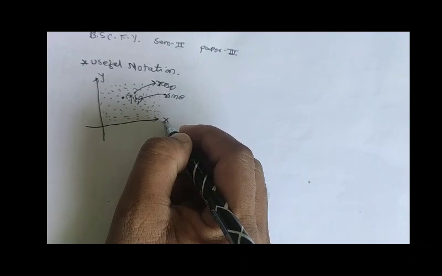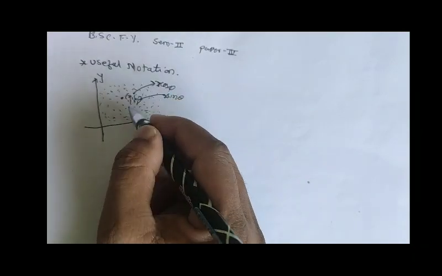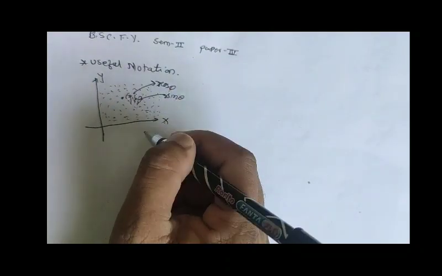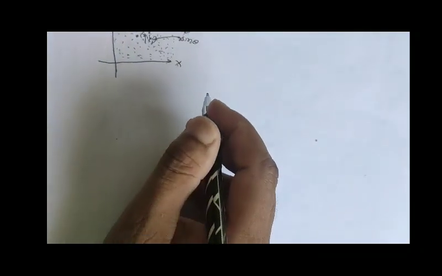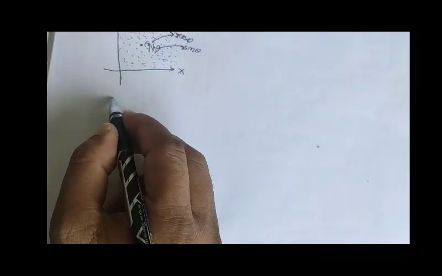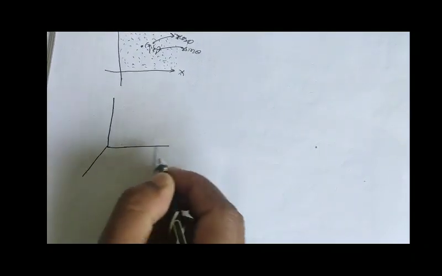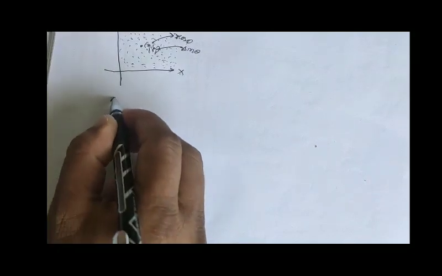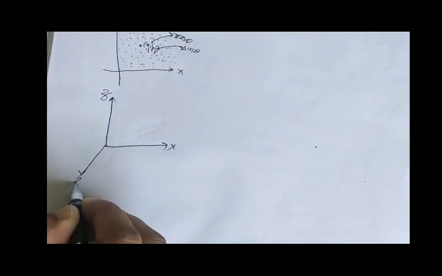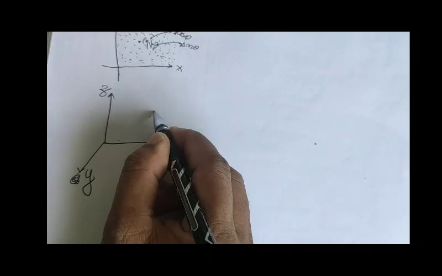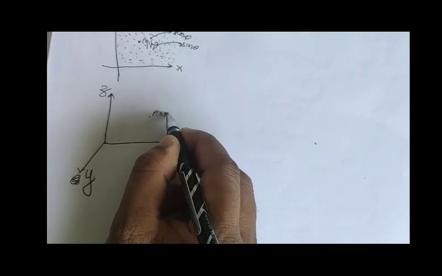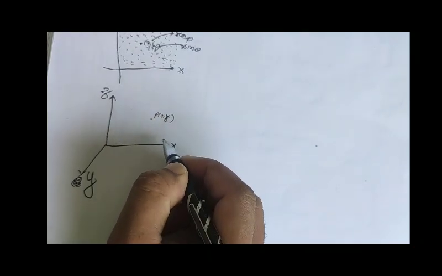So now in three-dimensional geometry, a similar case is there, just an analogous concept. Suppose this is any line. Now I am going to draw three-dimensional geometry. This is x-axis, this is z-axis, and this is y-axis. In this three-dimensional geometry, suppose this is any point P of x, y.